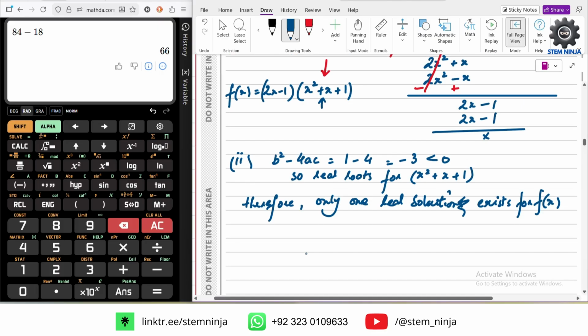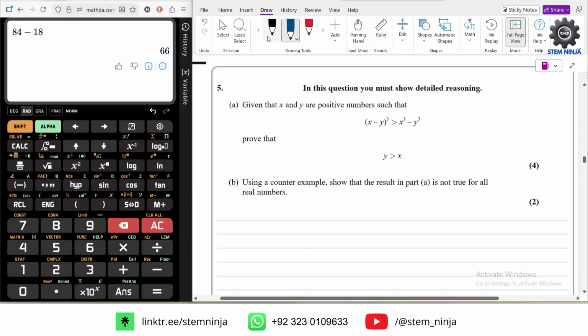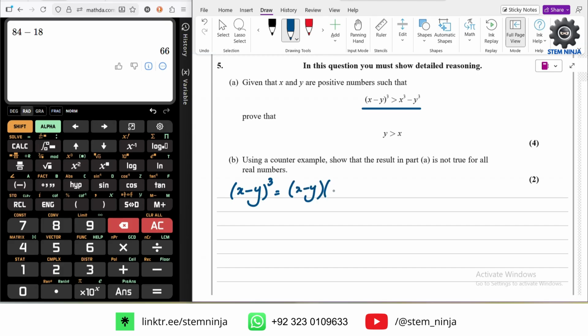Alright, let's move on to the next question. Question number 5. Given that x and y are positive numbers such that x minus y cubed is greater than x cubed minus y cubed, prove that y is greater than x. Okay, so we can start by doing the expansion of x minus y cubed. So either you can use the binomial expansion over here, or you can do it this way, like x squared minus 2xy plus y squared. Either way, that is fine.